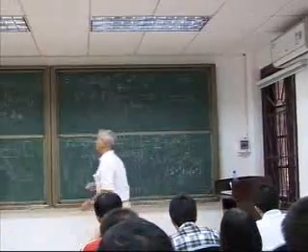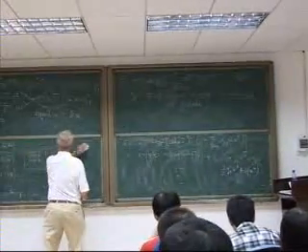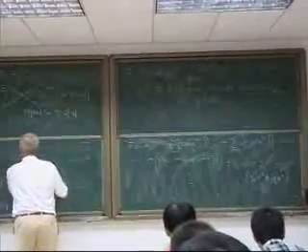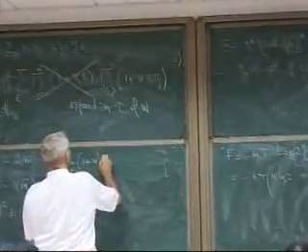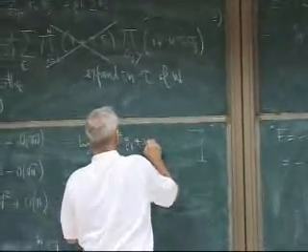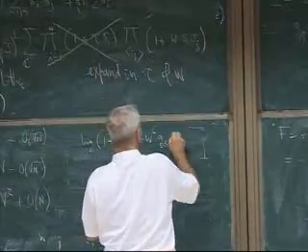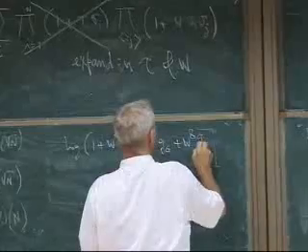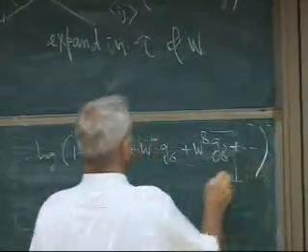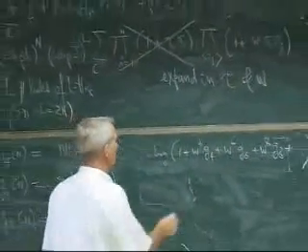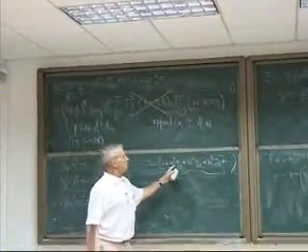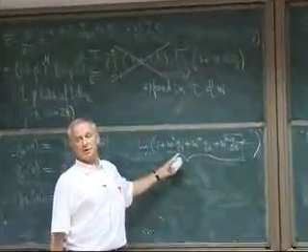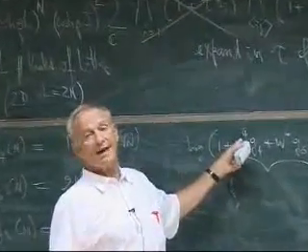Clear or not clear? I'm expanding log of 1 plus W4 G4 plus W6 G6 plus W8 G8 plus etc. And I'm saying if I expand the log, I first have these terms, then I have this minus 1/2 the square of these terms, which gives me a term of order 8, which is this one.